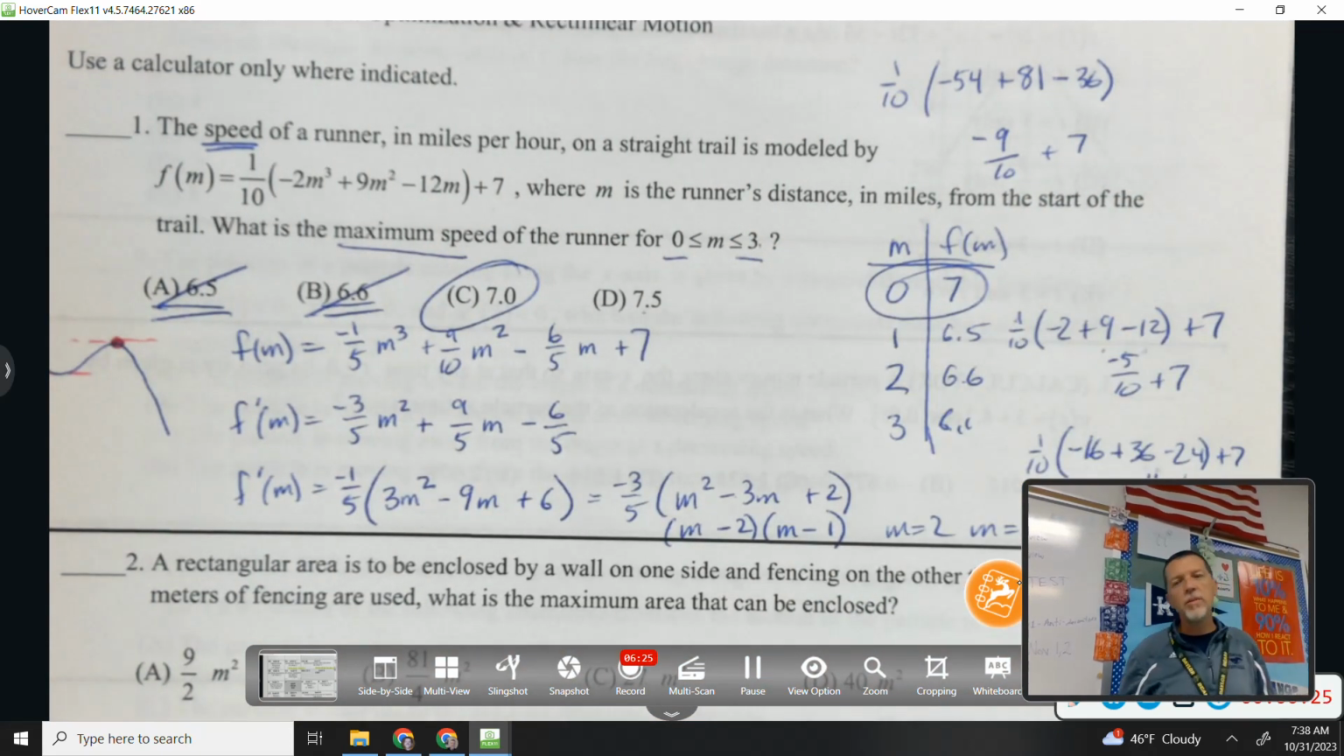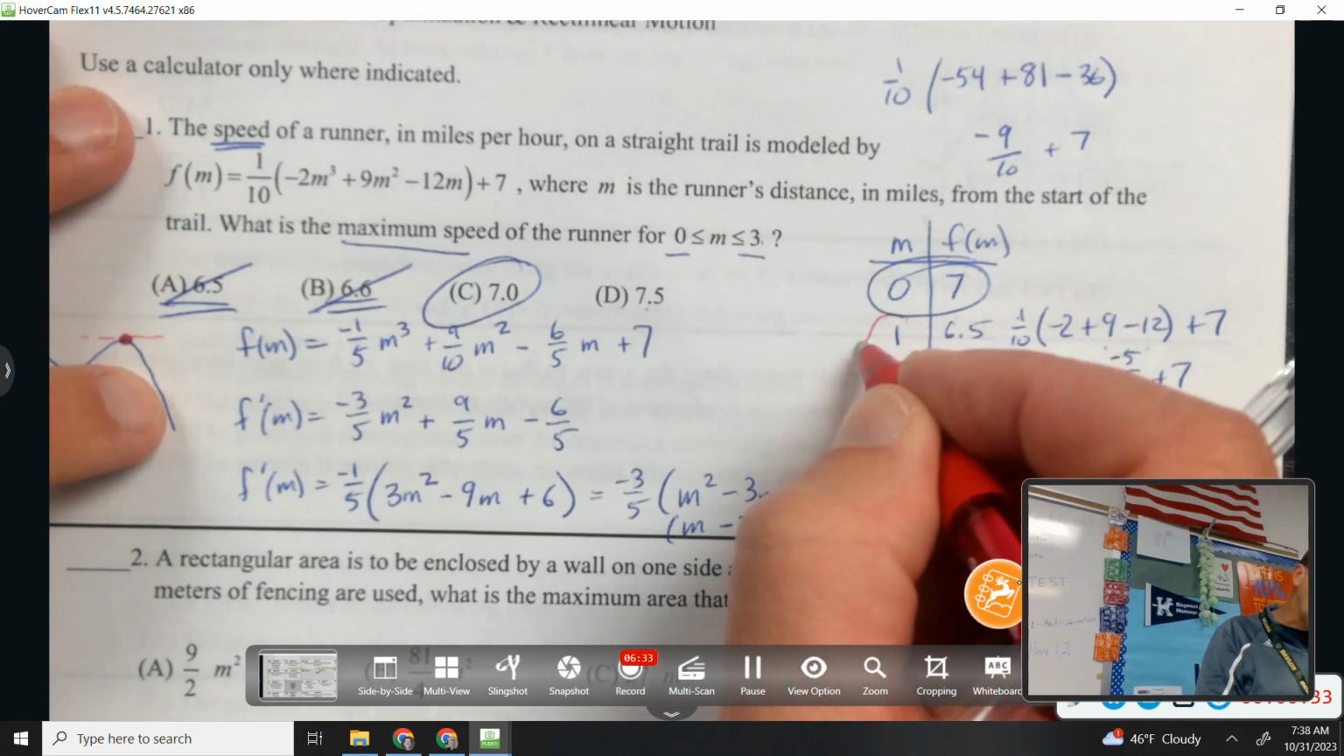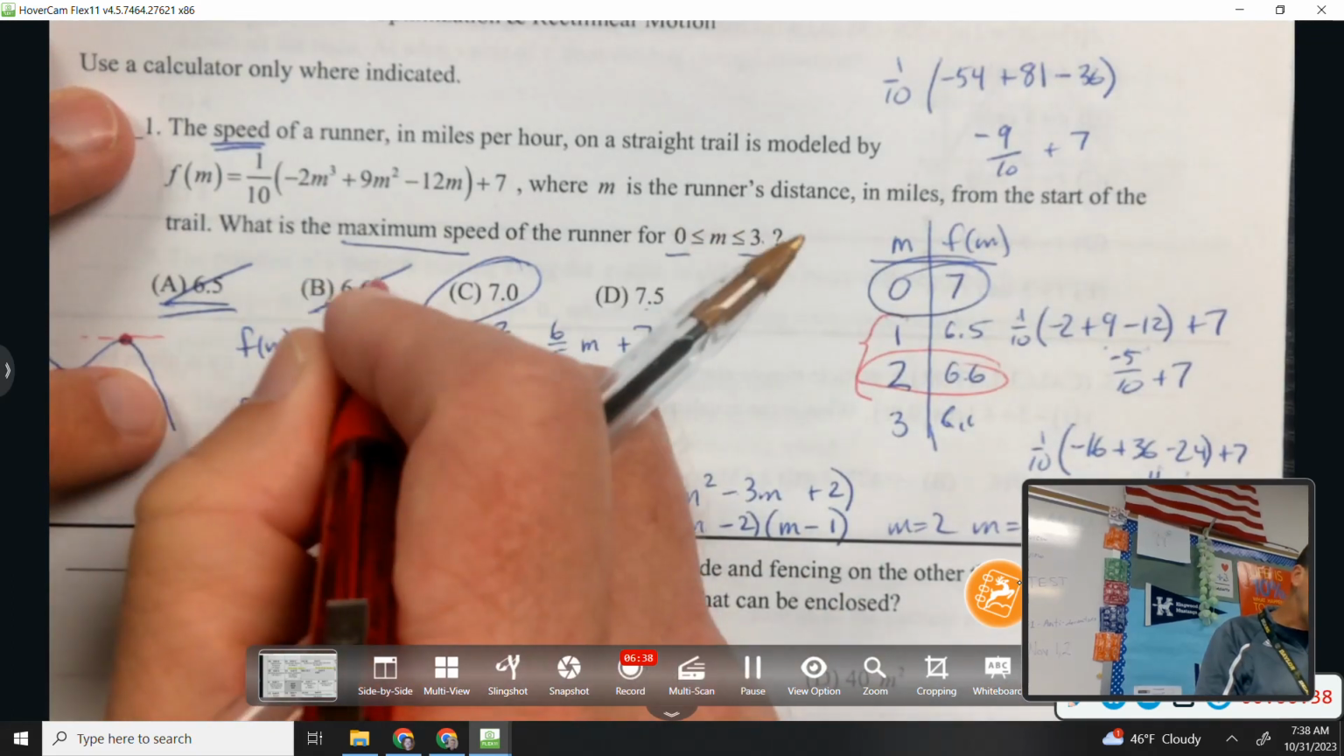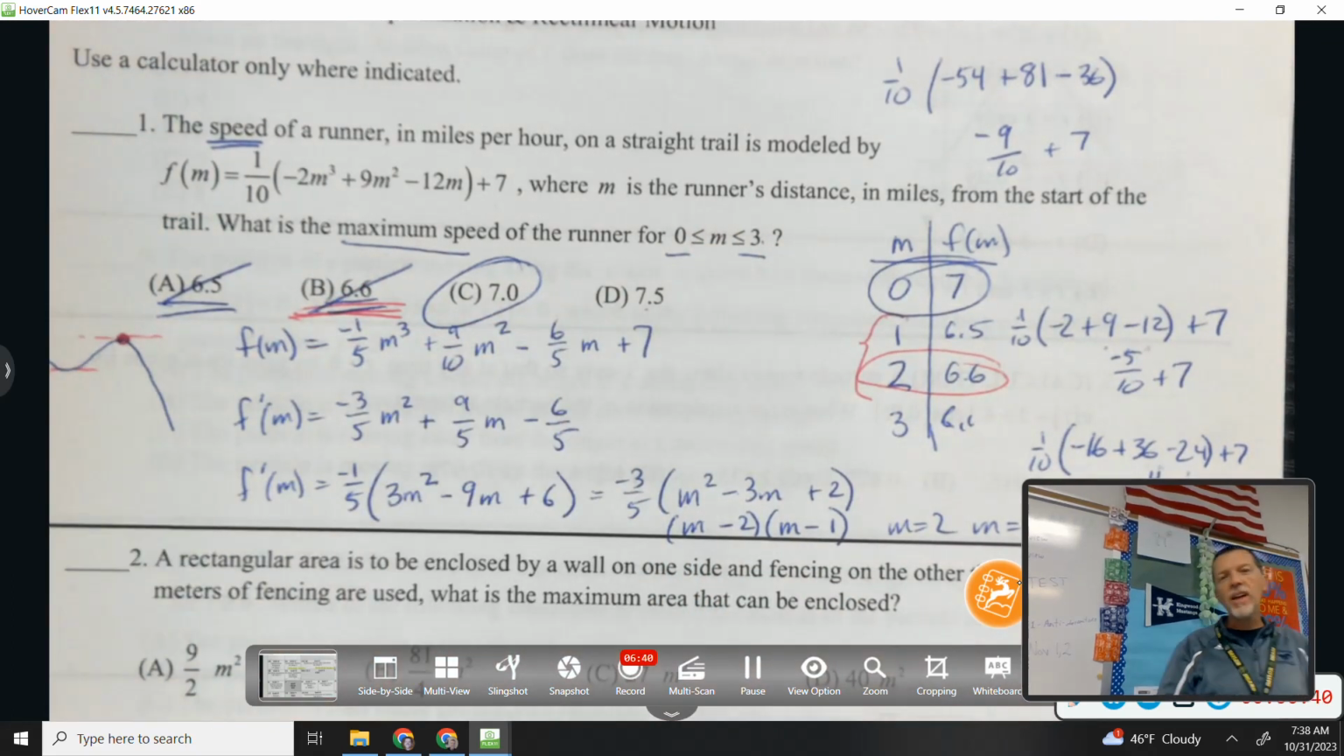So it was 7. It was the endpoint. Main point of that one was don't forget to check the endpoint. I suspect quite a few people would have only checked the critical points, and they would have picked the bigger critical point, which is 6.6, but that's still not the right answer.